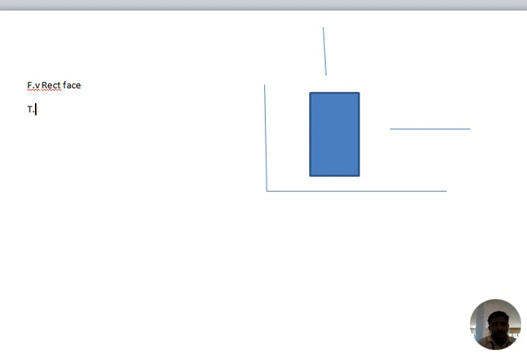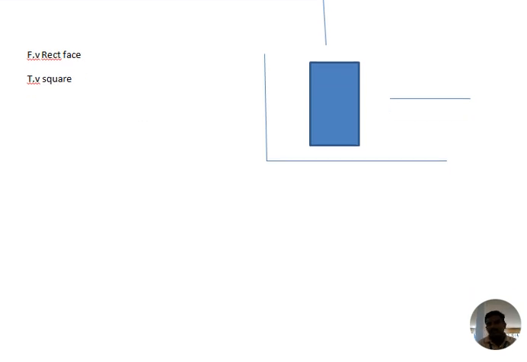And in the top view, if the observer looks at the object from the top, the only visible portion is the square shape. So the rectangular face in the front view is drawn above the reference plane, and below the reference plane is the square. Let us see more about this diagram. First of all, draw the reference line, this is the reference line of the XY plane.